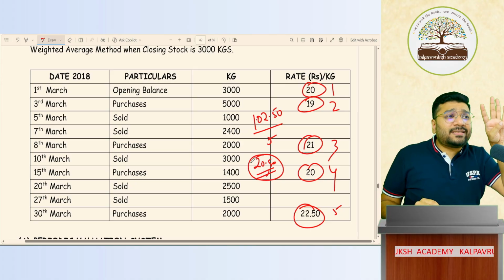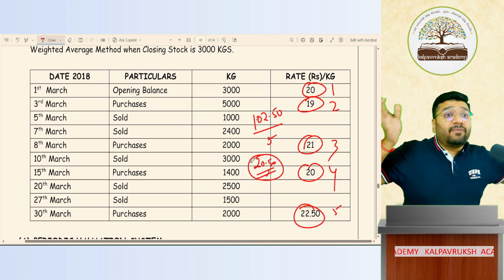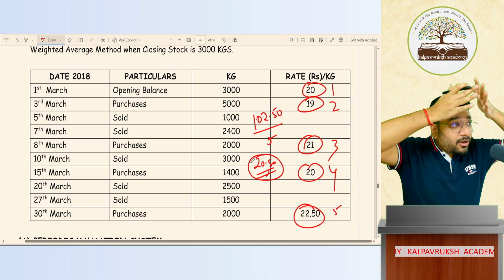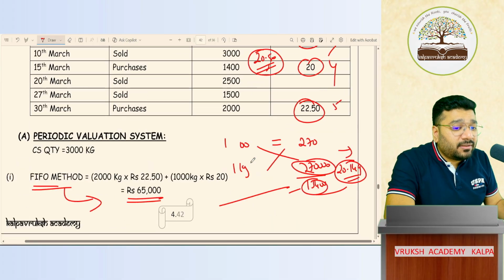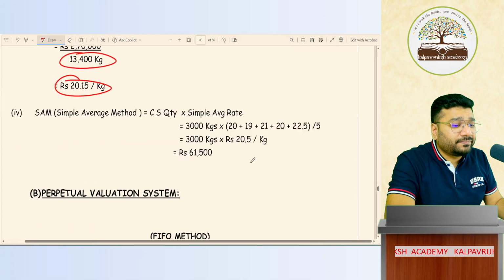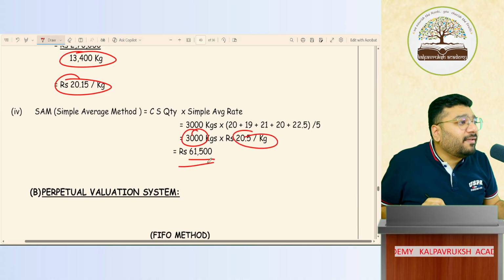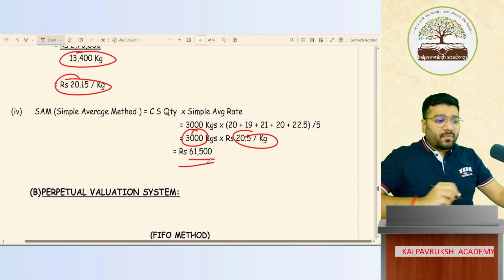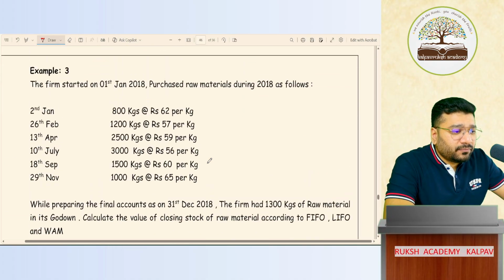Sir, if 4 rates are added, divide by 4. If 3 rates are added, divide by 3. Sir, in the exam, if you give 10 rates, add all the 10 rates, divide by 10. This is the simple average method. Got it, not got it? So 3000 kg into 20.5, which is 61,500. Okay, super.